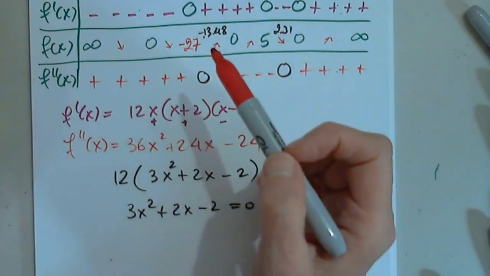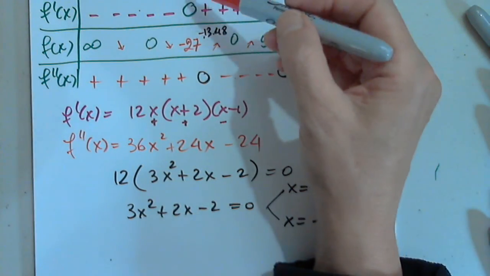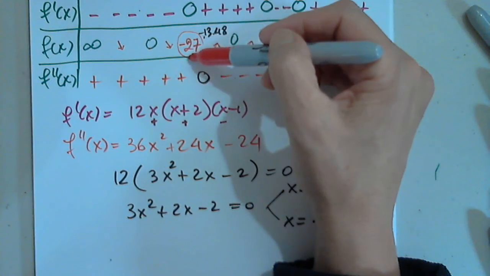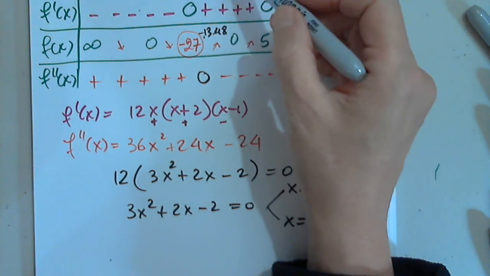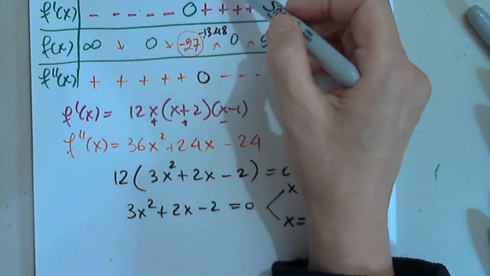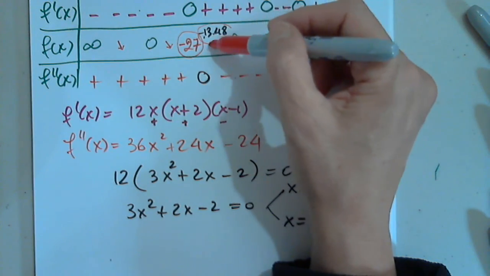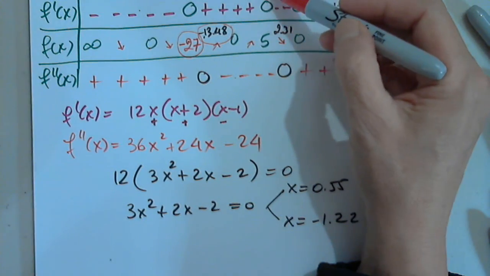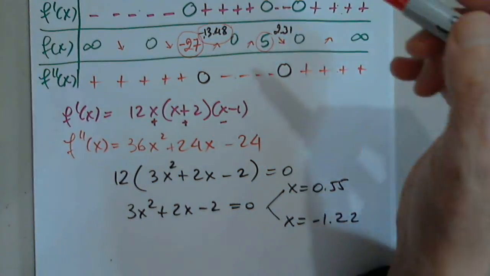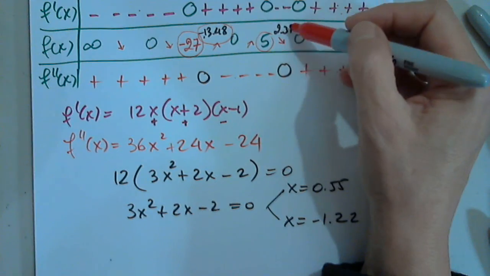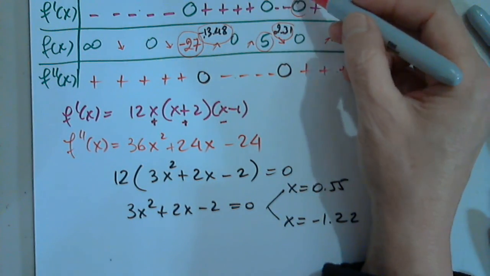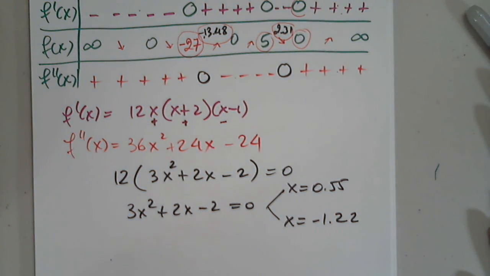we are analyzing now. So can anyone tell us what type of point is negative 2 comma negative 27? And then I'm going to ask what type of point is negative 1.22 comma negative 13.48. And of course, I'm going to ask what type of point is 0 comma 5. And what type of point is 0.55 comma 2.31. And of course, 1 comma 0. Who would like to help with this?